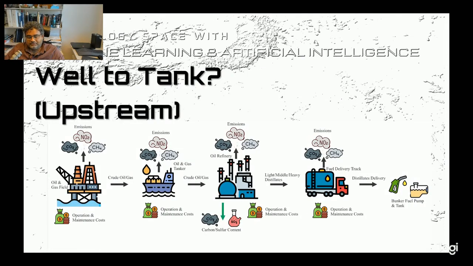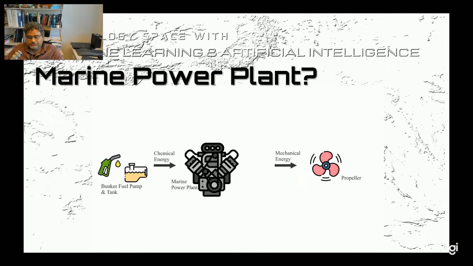So far I have described extracting oil and gas from the respective field and delivering it into the bunker fuel pump and tank. This process is called the well to tank process. Often when you want to do calculations for the emissions as well as the operation and maintenance cost, we separate this well to tank process as the upstream part of this fuel life cycle. So let's look into the downstream part of the fuel life cycle.